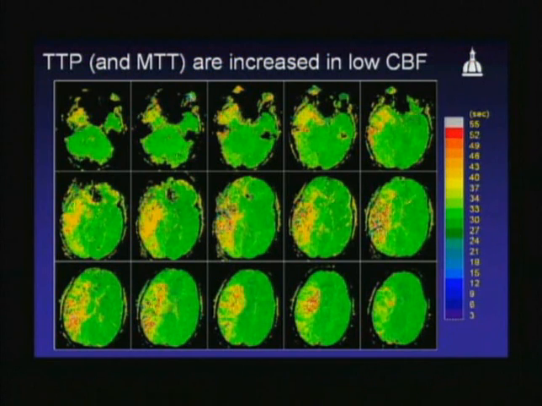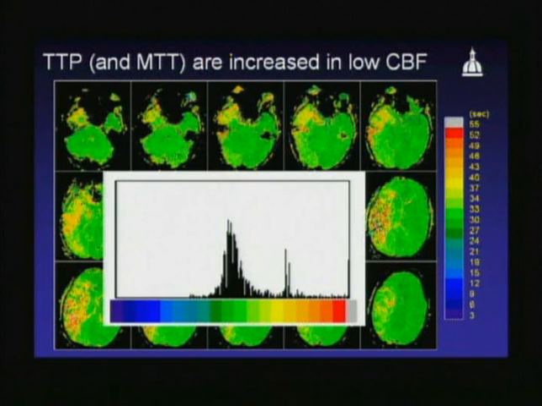So here's a patient with a large right MCA stroke, and you can see on these time to peak images, you can very clearly depict the regions of hypoperfusion. If you look at a histogram of the pixel intensities, you can see in this example, this is the normal brain here. So the bolus is coming in about 30 seconds after the start of the scan.